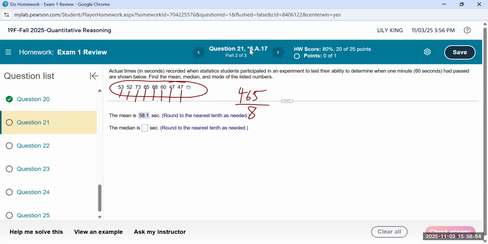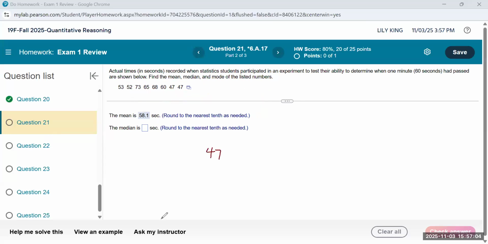Now median, this is the middle number. But to find the middle number, we have to first put the values in ascending order. So you have to arrange the data points from smallest to largest. So 47, 47, 52, 53, 60, 65, 68, and then 73. Always double check and make sure it adds up to the data values that you were originally given in the problem. So 1, 2, 3, 4, 5, 6, 7, 8.